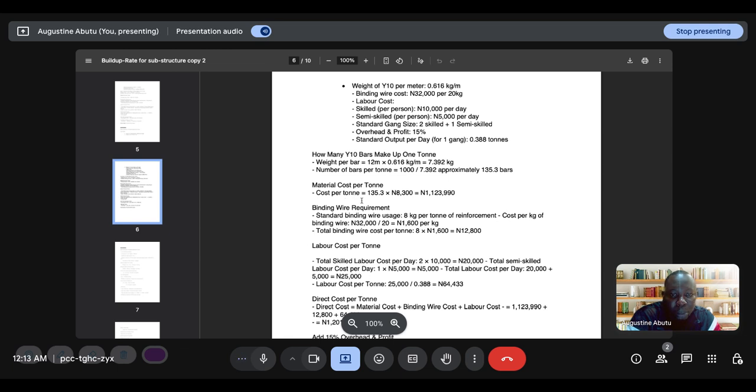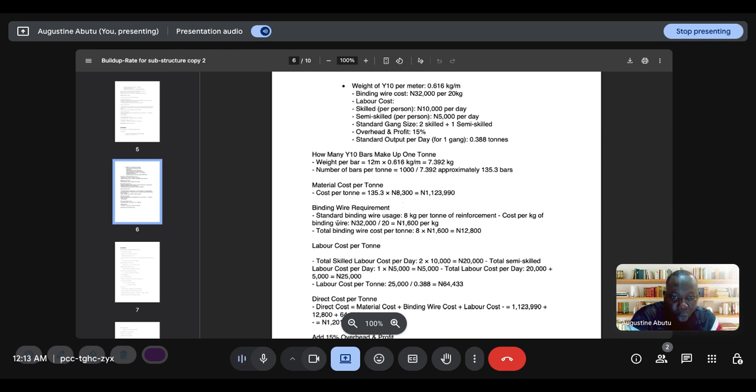The cost per length is 8,300. To be able to know the cost for 1 ton, we'll be multiplying it by the number of lengths that we have, 135.3. So it's giving us 1,123,990 for 1 ton.